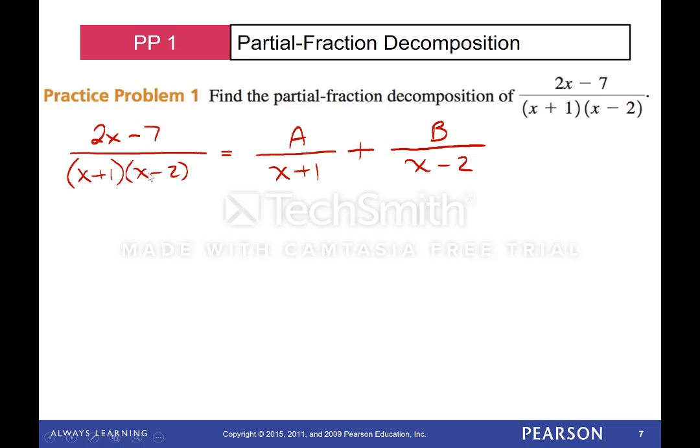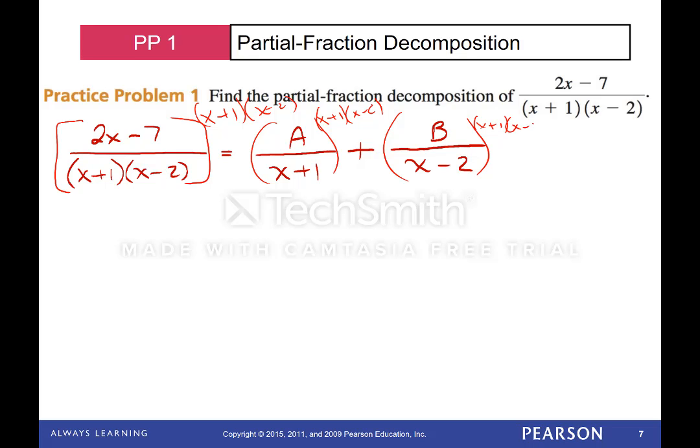If we multiply everything by, let's see, this is kind of the way it works right here. You're going to multiply this guy by x plus 1, x minus 2. You're going to multiply this by x plus 1, x minus 2. And this again, x plus 1, x minus 2. When you do that, on the left-hand side, all that cancels. You're just left with 2x minus 7.